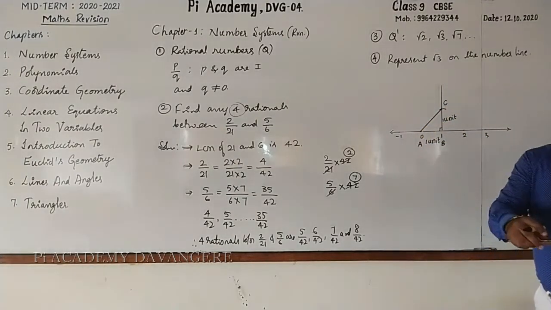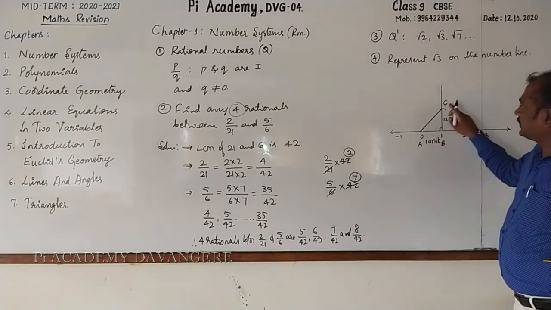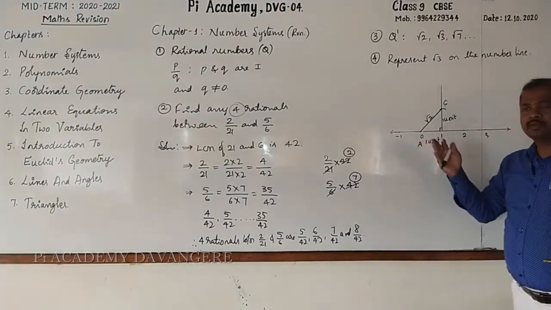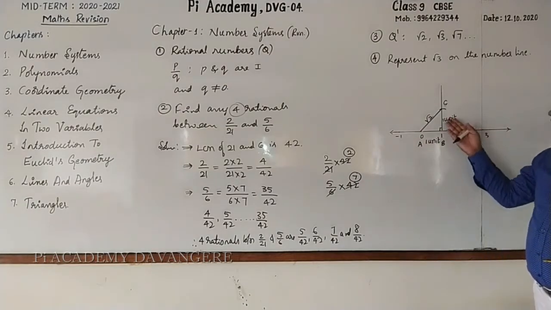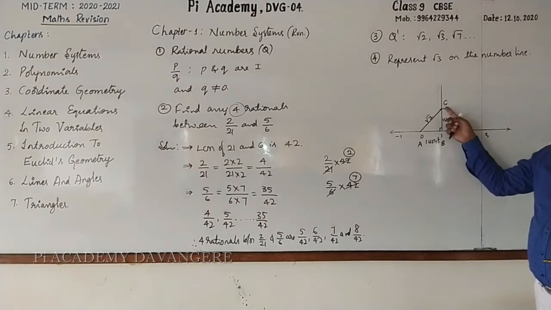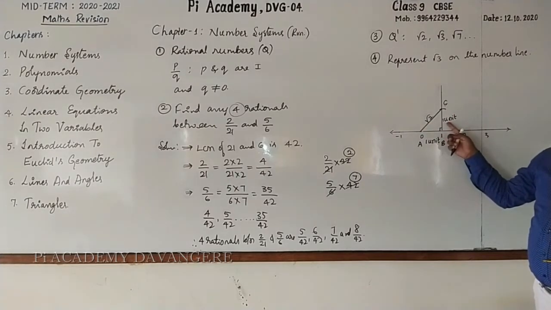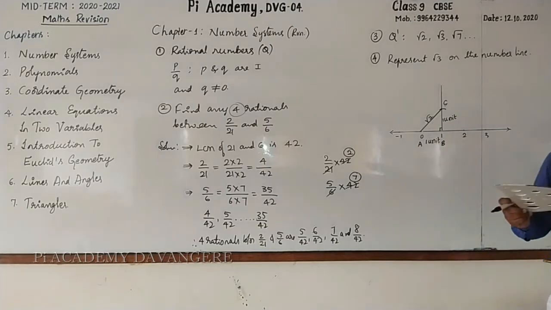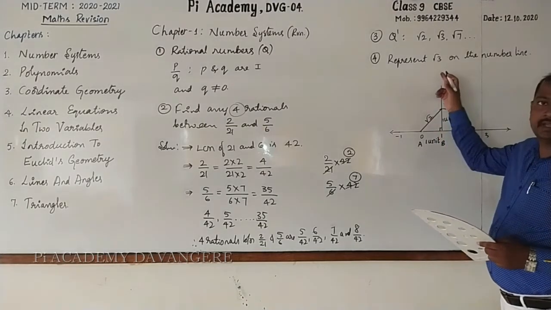Next, do you know what is the distance AC? It is root 2. How? By using the Pythagoras theorem for triangle ABC, you can find this. AC square equals AB square plus BC square. 1 square plus 1 square, it is 2. AC equals root 2. Next, we are going to represent root 3 on the number line.